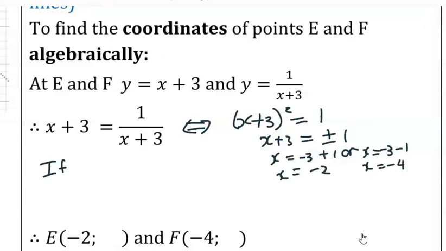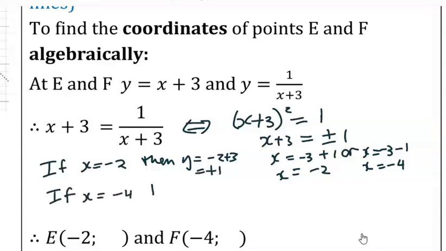So if x is equal to minus 2, then y is equal to 1 over minus 2 plus 3. That's the easiest to solve. So that gives me plus 1. If x is equal to negative 4, then y is equal to 1 over minus 4 plus 3. That is equal to negative 1. So minus 2 and plus 1 go together, and minus 4 and minus 1 go together.